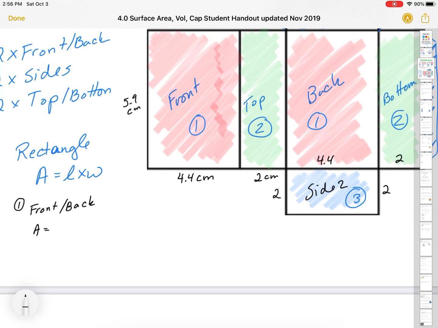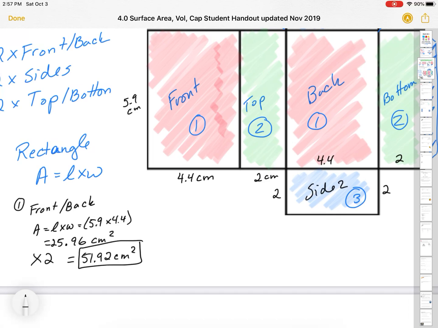So looking at each one, for the front and back, this is number 1, area is length times width, which is 5.9 times 4.4. Let's figure out what it is first. 5.9 times 4.4 equals 25.96 centimeters squared, but I have 2 of them, right? So I have 51.92 centimeters squared for both of them, okay?